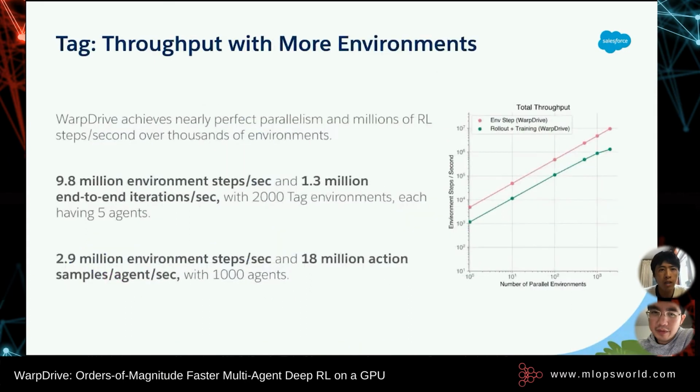For the tag game, we first test the throughput with more and more environments running on WarpDrive. We can see that WarpDrive achieves nearly perfect parallelism and millions of reinforcement learning steps per second over thousands of environments, starting from 1 to 1,000 in this figure. We can reach, for example, almost 10 million environment steps per second and 1.3 million end-to-end training iterations per second with 2,000 tag environments, each having 5 agents in this example. And we can also reach close to 3 million environment steps per second, or 18 million action samples per agent per second, with 1,000 agents. We count per agent per second because in this environment we have, for example, 1,000 agents.